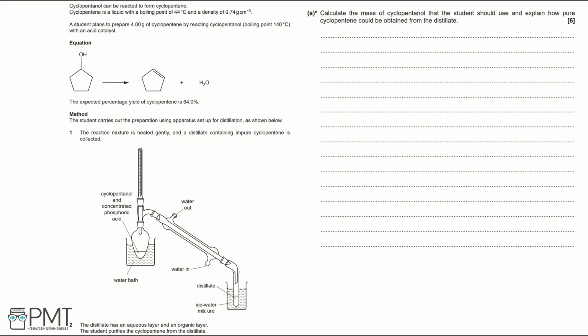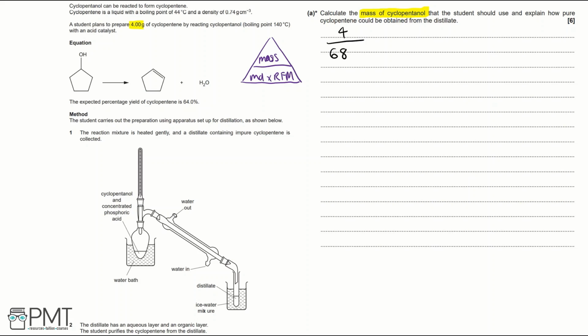So firstly, answering the first part of the question, which is calculating the mass of cyclopentanol. In order to do this, we need an equation triangle, and the equation triangle we're going to use is mass, moles and RFM, so that mass is equal to moles times relative formula mass. The first thing we're going to do is 4 divided by 68. This is the 4 grams of cyclopentene, divided by the relative formula mass of cyclopentene.